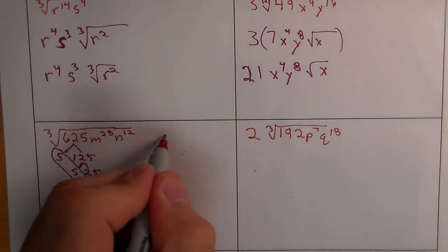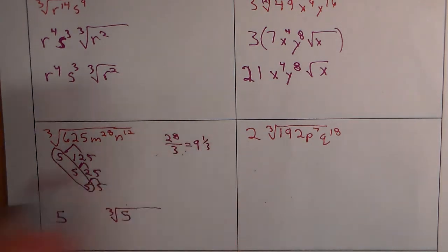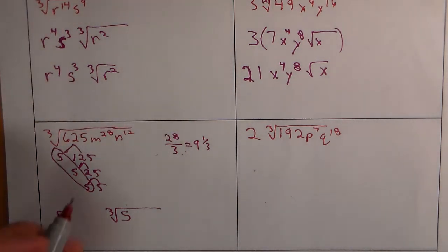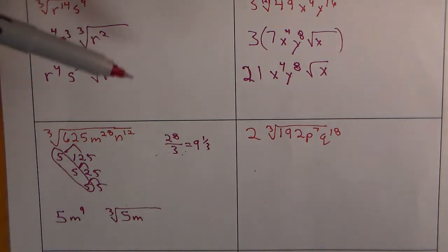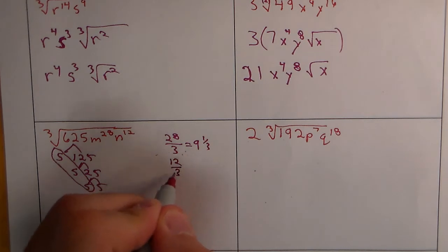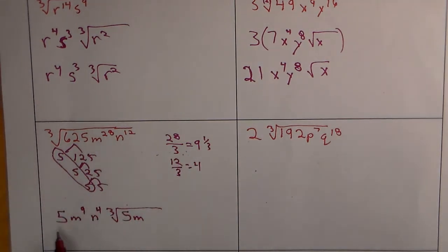28 divided by 3 is 9 and 1/3, because 3 times 9 is 27 with 1 left over. So m to the 9th comes out with 1m left over. That little fraction value is what's left. N to the 12th, so 12 divided by 3 divides evenly, which is 4, so that's n to the 4th. So that's going to read 5m to the 9th, n to the 4th, cube root of 5m.